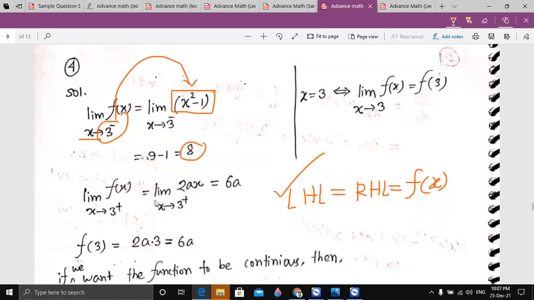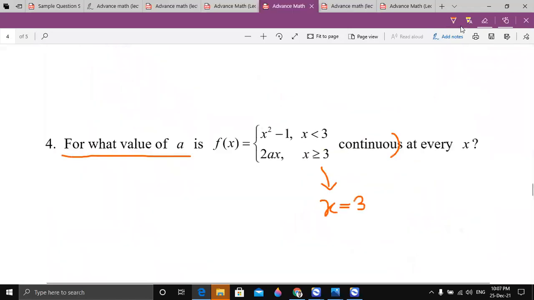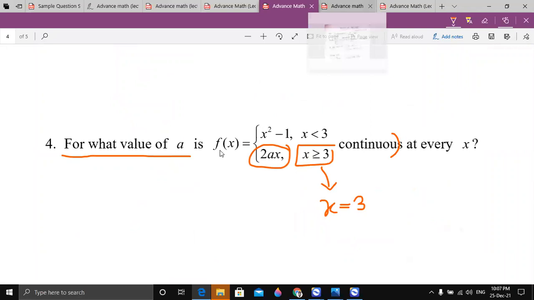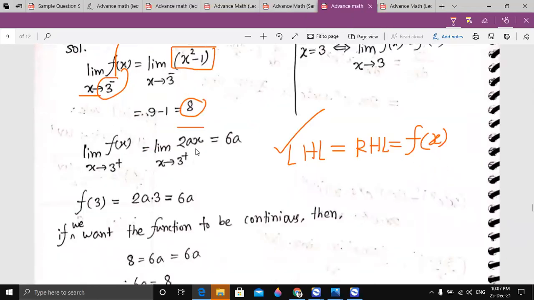And right hand limit, for right hand limit the function is this function, right? Because here x is greater than or equal to 3. So we come here and write down this function, and now we have to substitute the value here. So 2a into x, that means 2a multiplied by 3, that is 6a.